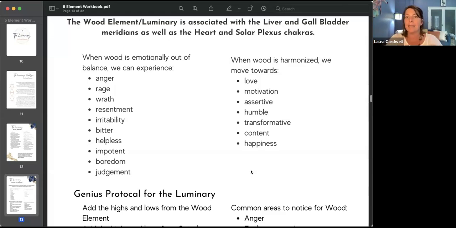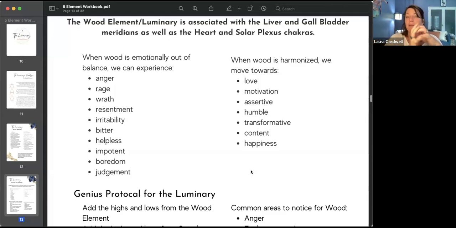But when wood is in harmony, we see love. That's that heart-centered leadership. It leads with love because it's moving towards fire. And so fire is the energy of connection. So when the wood is good, then it's feeding the fire of love and connection. We see people with good motivation, with the right kind of motivation, not being motivated by guilt or having to do things, but by that drive to live their life purpose.